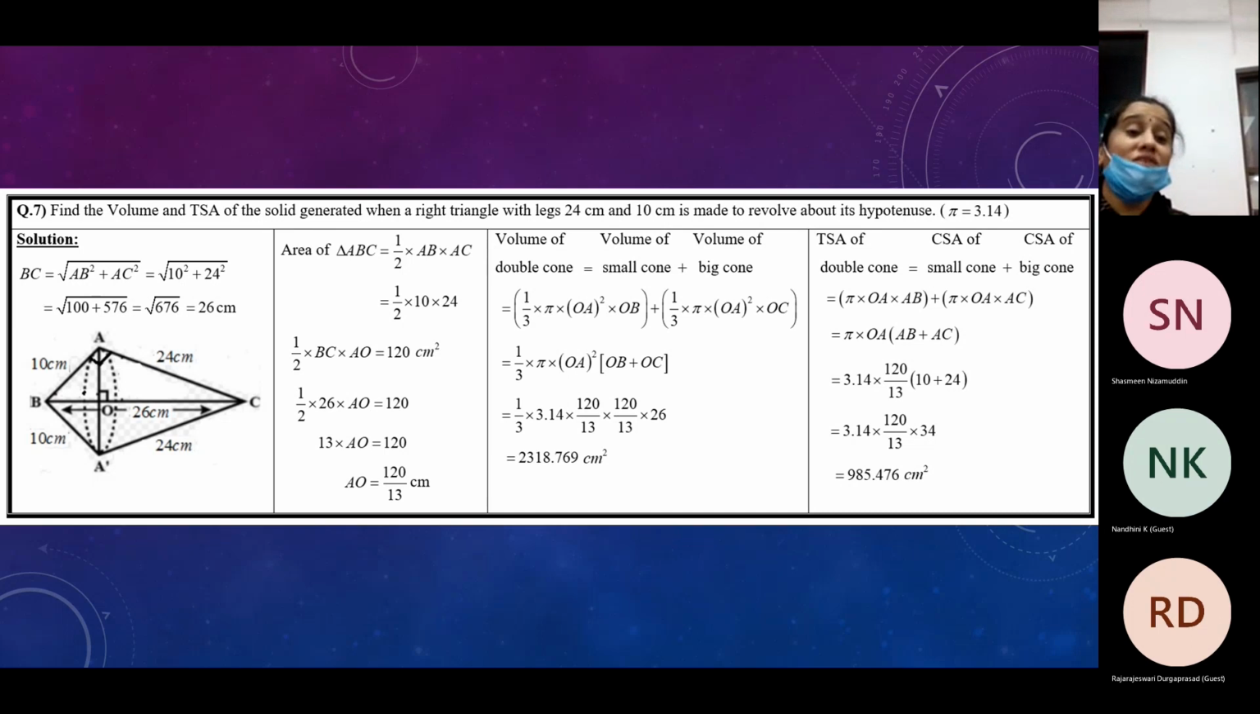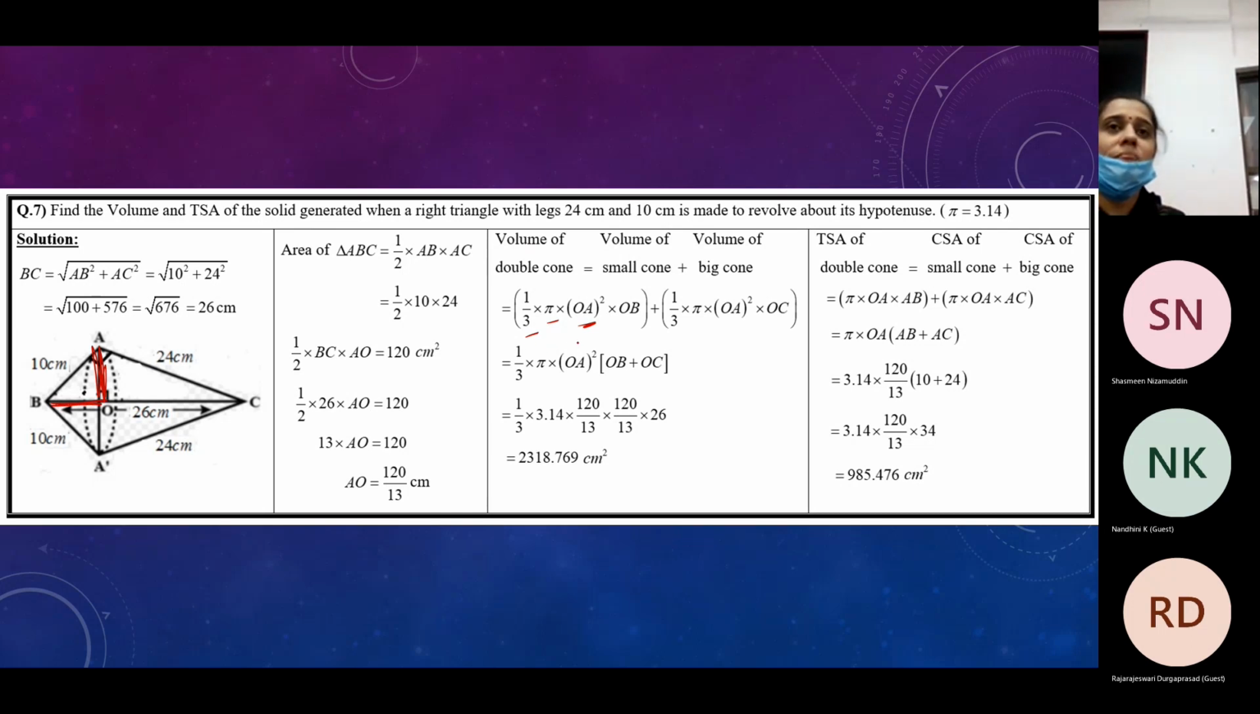Now how will we find the volume? See, we did not find height at all. We don't want it. Why we don't want it? See ahead. Volume of the double cone is equal to volume of the small cone plus the volume of the big cone. Yes, right? So it is 1 by 3 pi r square. Now I have not used r and h, I've written the line segment straight away. You can also write it like this. R is OA, right? So 1 by 3 pi OA square into h. What is h? OB.